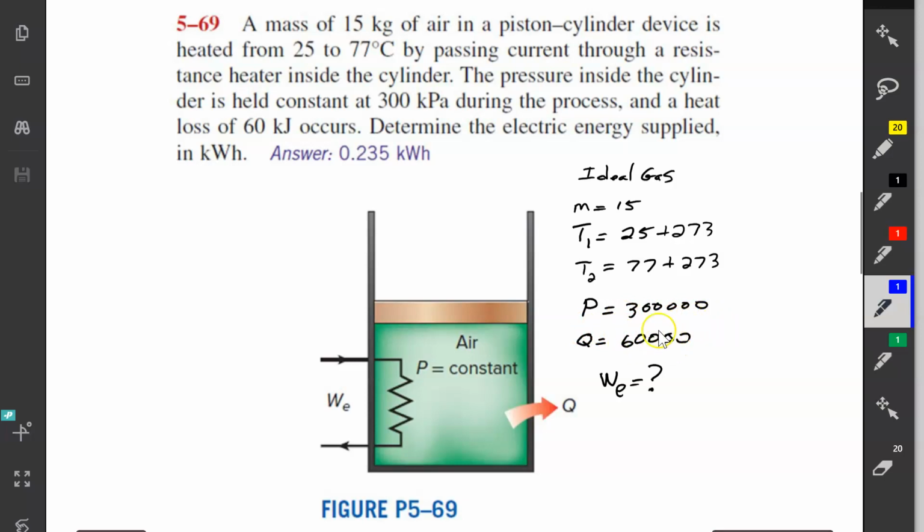And then the Q, I do the same thing. The Q is given as kilojoules. I want to convert it to the standard unit, so that would be 60,000 joules. Remember, a joule is a newton meter. Okay, so give some thought to what you're going to do with this.